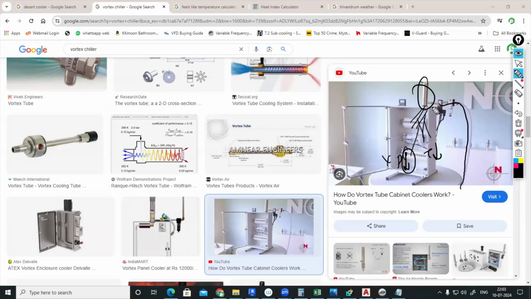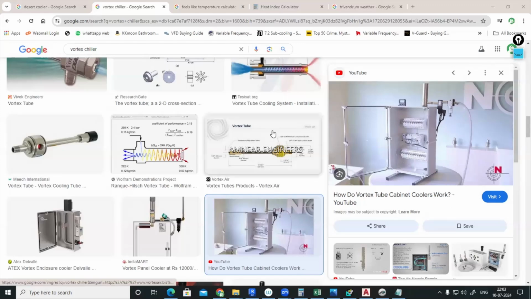The disadvantage is that to produce compressed air, you need an air compressor. Compared to the vapor compression system, which we can study in the upcoming classes, this is not efficient. Nowadays, not in India and the GCC but in some European countries, we use this for DB, distribution board cooling. So the vortex chiller is an inefficient technology. Any other technology we have?